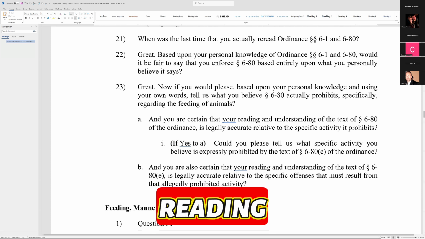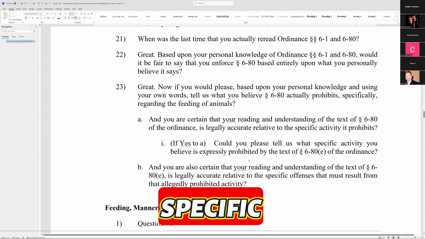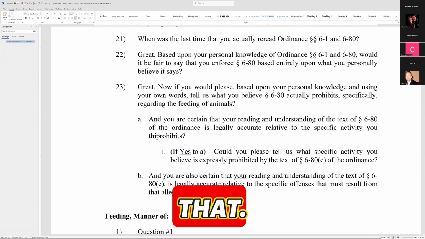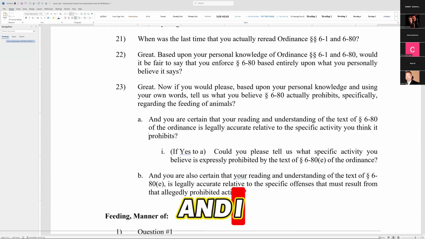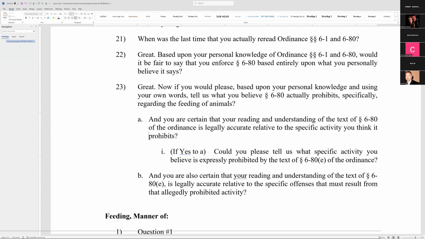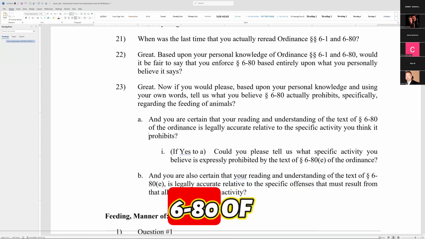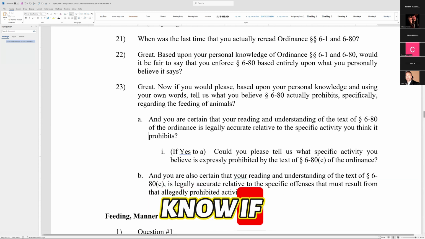And are you certain that your reading and understanding of the text of Section 6-80 of the ordinance is legally accurate relative to the specific activity you say it prohibits? Objection, Your Honor. The witness does not have to know that. The witness testified that they did know and understand that, Judge, and I would like them to answer. When you added legally and all that kind of stuff, I'm saying that I read and understood it. Yes. What it said. Yes. I'm asking if you are certain that your reading and understanding of section 6-80 of the ordinance is legally accurate. I'm saying I don't know if it is or not.